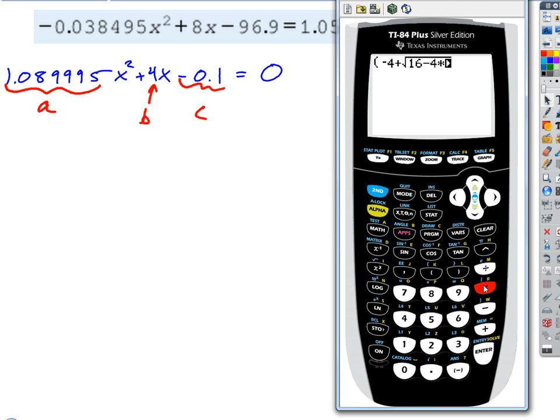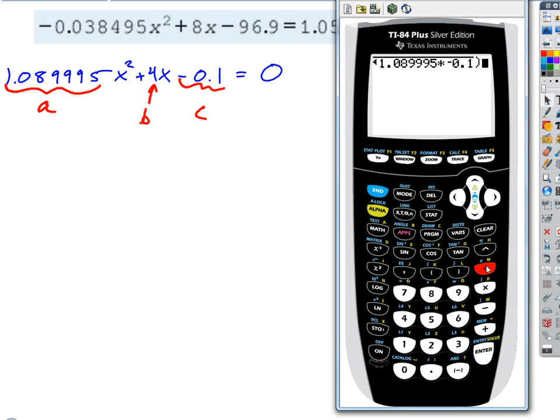A is ugly, but we'll just write it like that. 4 times 1.0899995 times negative 0.1. Okay? We good? Scoot out of the square root. We're going to close the numerator, right? And notice that the right parenthesis is outside the radical, it needs to be.